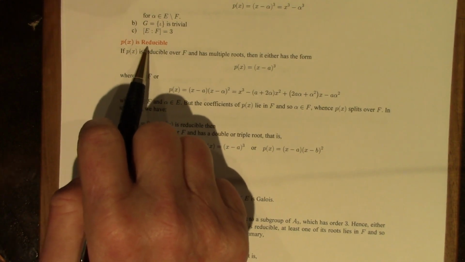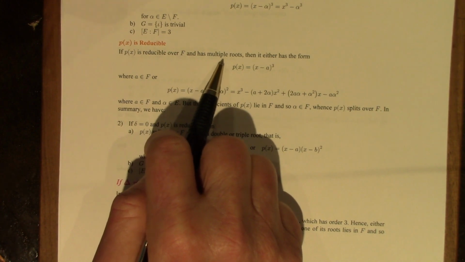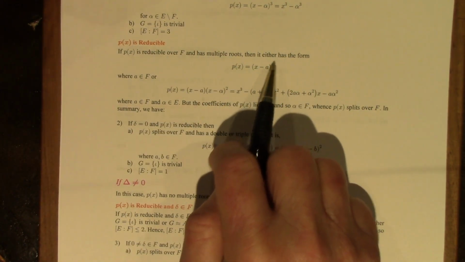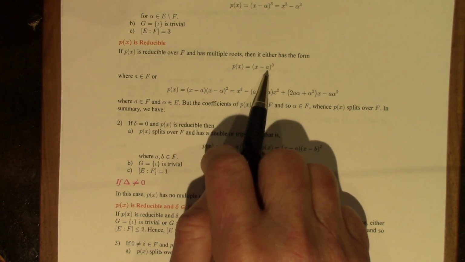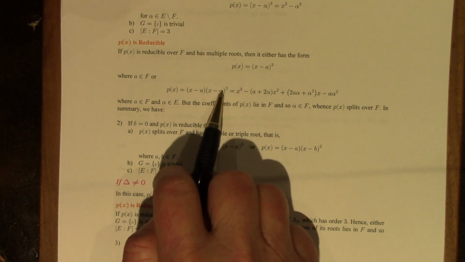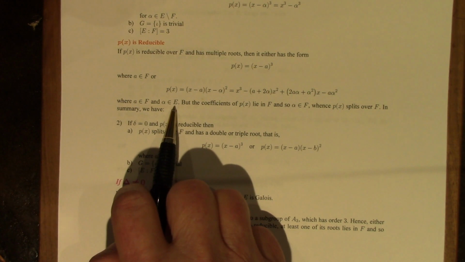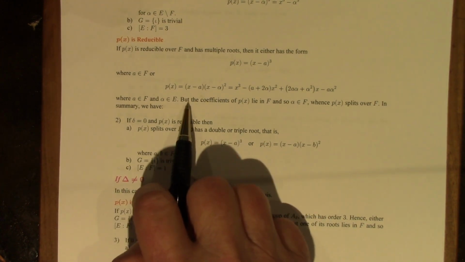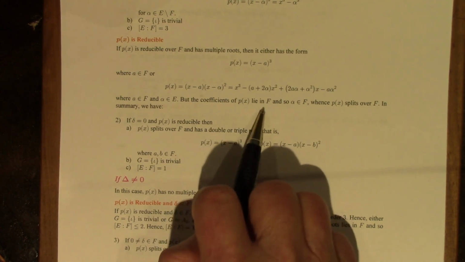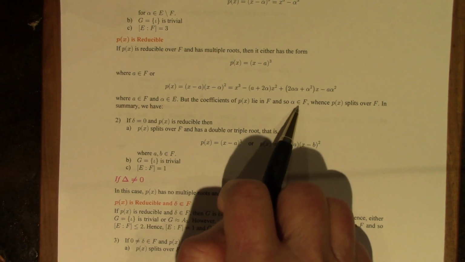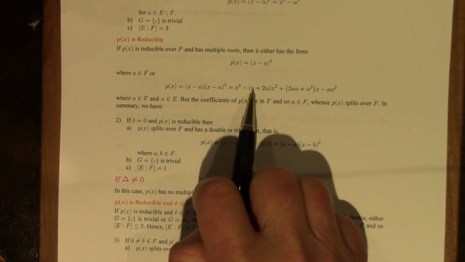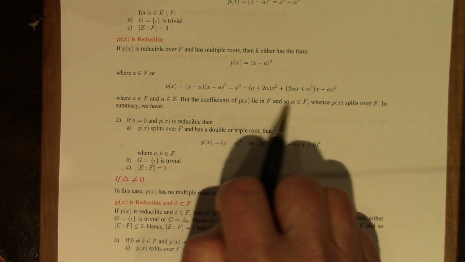Now, p of x is reducible and has multiple roots, so it's not inseparable, because separability applies only to irreducible polynomials. So p of x either has this form where the root a is in the base field, or it has this form, x minus a times the quantity x minus alpha squared, where a is in the base field but alpha is not in the base field. Actually, it could be anywhere in E. The coefficients of p of x lie in F, so alpha also must lie in F, because when you multiply this out, a plus 2 alpha is in F, and since a is in F, so is alpha. So we do know that alpha lies in the base field.